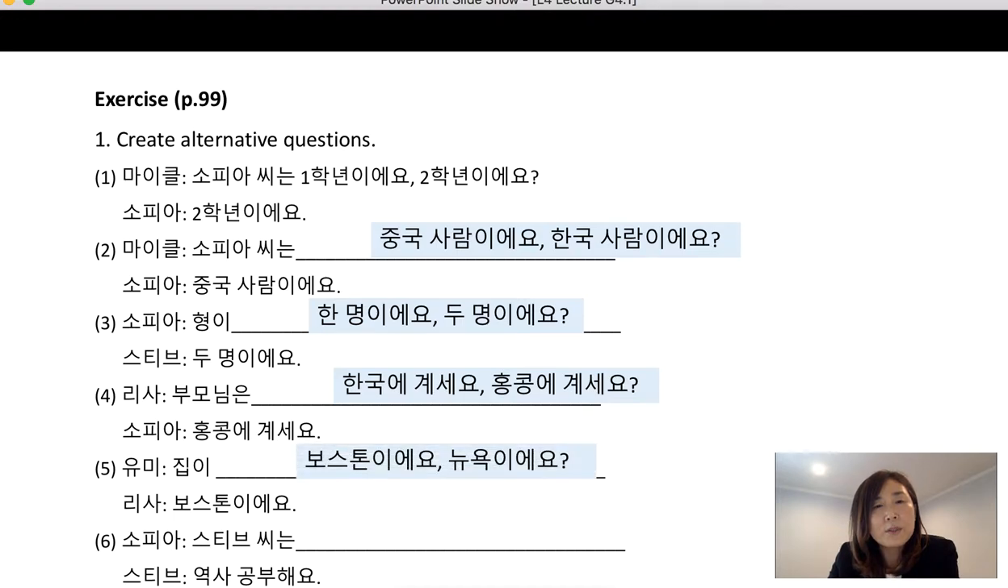집이 보스턴이에요? 뉴욕이에요? 보스턴이에요. Number 6. 스티브 씨는 한국어 공부해요? 역사 공부해요?